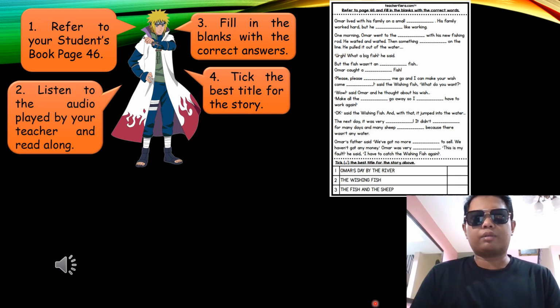Next, for the exercise at the bottom, you tick the best title for the story. In the worksheet here, there are three titles given. Number one is Omar's Day by the River. Number two, The Wishing Fish. And number three, The Fish and the Sheep. You choose the best title for this story. Just tick one only.